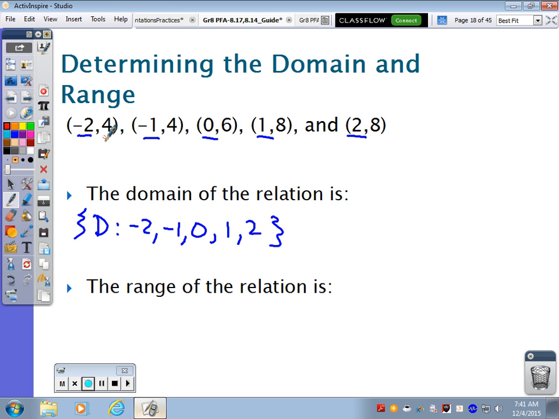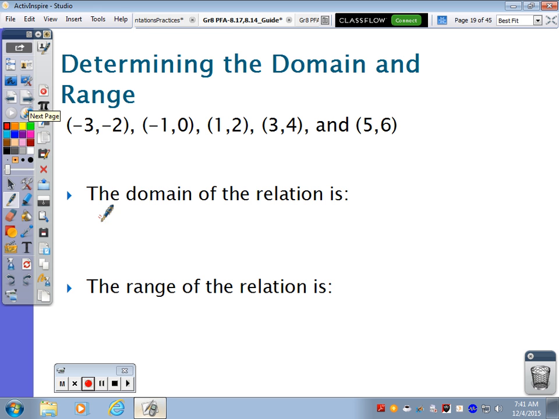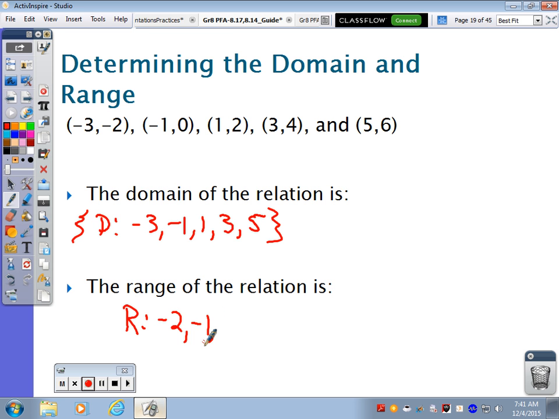One thing that's important to note is if there are repeat numbers, when you write it in the range, you only write the number once. And you want to write your numbers in ascending order, always least to greatest. So that's the domain and that's the range. So on this one, the domain is going to be your first numbers. And the range is going to be your second numbers. And again, writing them only one time each if they should happen to repeat. Don't write them twice.